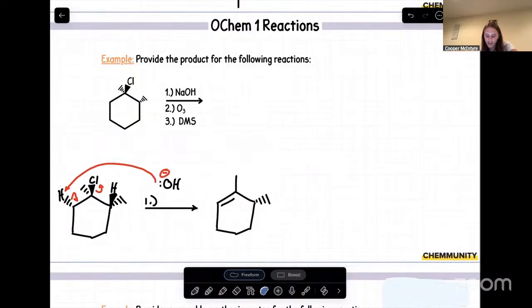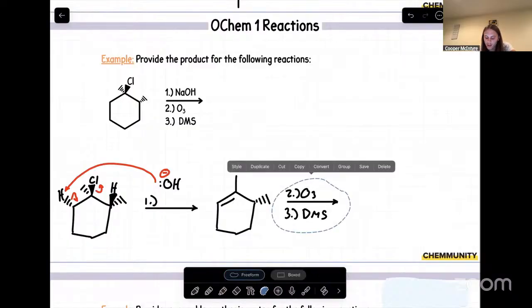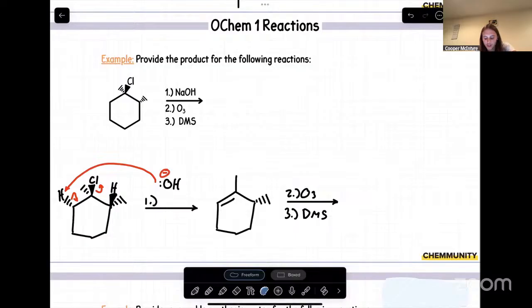Perfect. And then in steps 2 and 3, we'll write down, step 2, we have O3, and then step 3, we have DMS. So these reagents are your ozonolysis reagents. So ozonolysis, if we remember, that's when you're going to cut your alkene in half, and you can now form new carbonyls. More specifically, we can form aldehydes and ketones in this case.